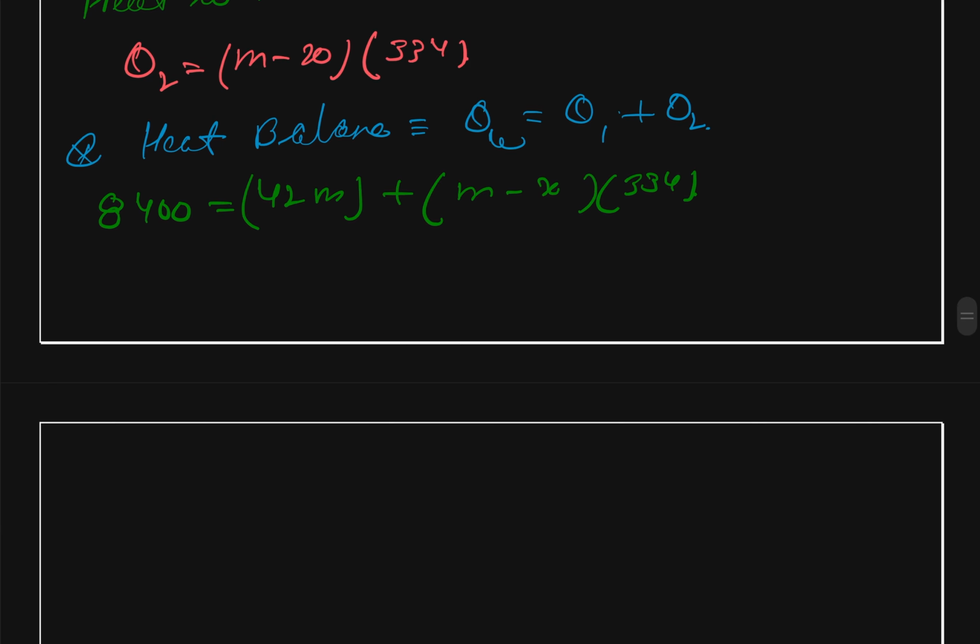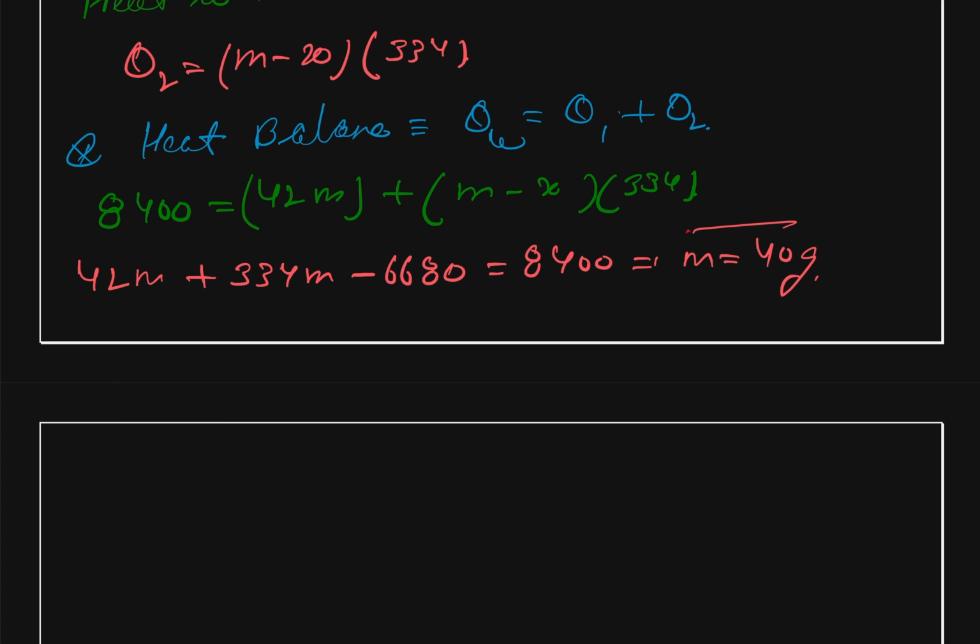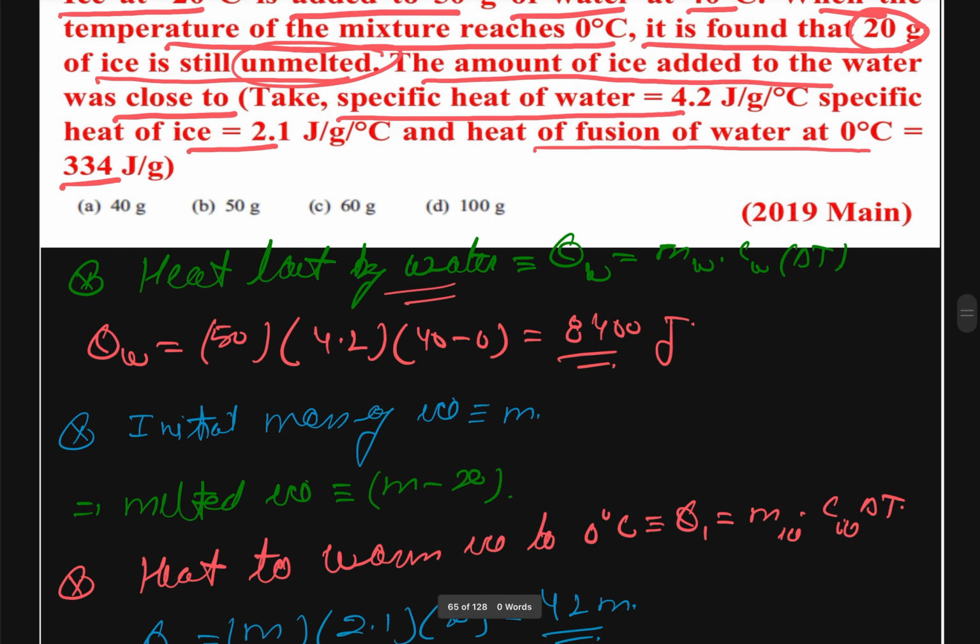and we can write this as 42m plus 334m minus this will be coming as 6680 is equal to 8400. So this gives us that m is approximately 40 grams. So option A is correct.